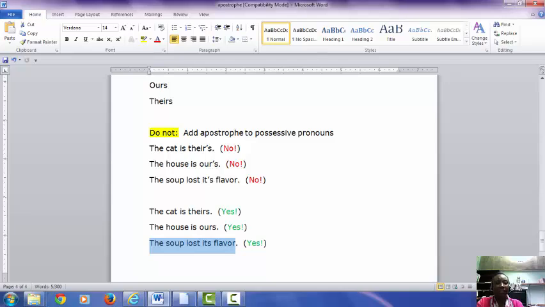I hope this little short instruction on apostrophes will help you as you begin writing your own essays.